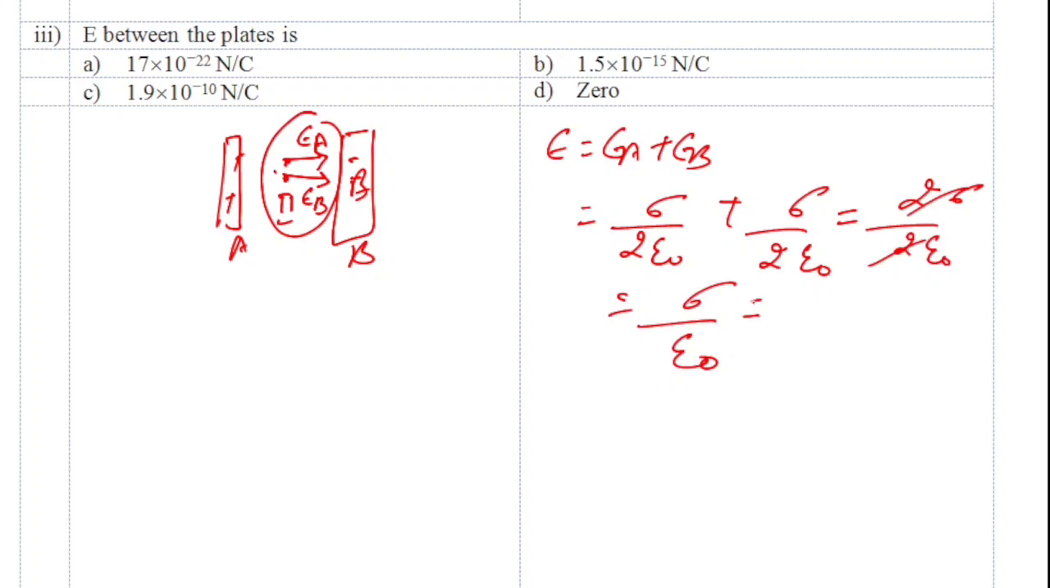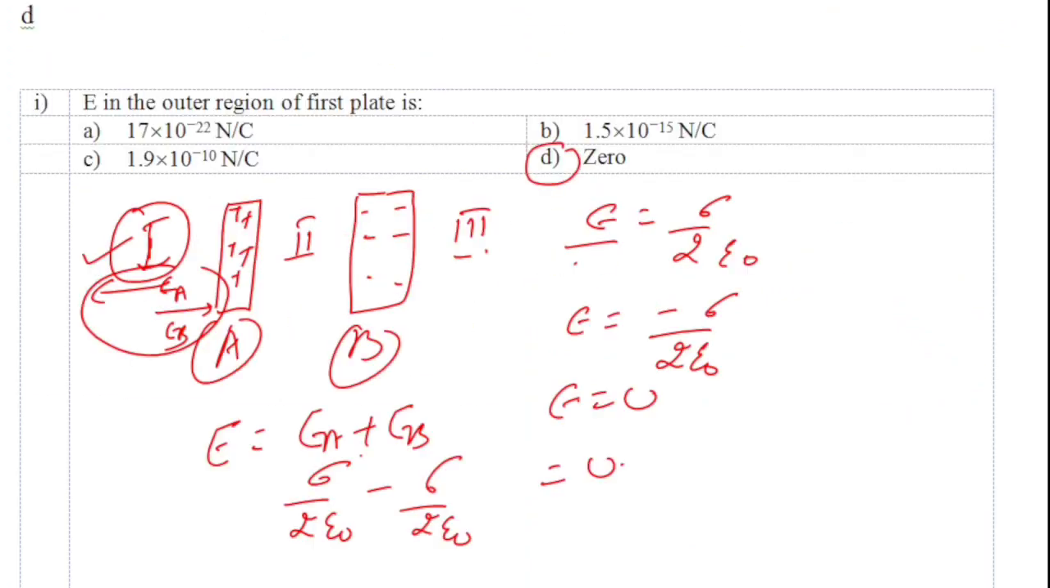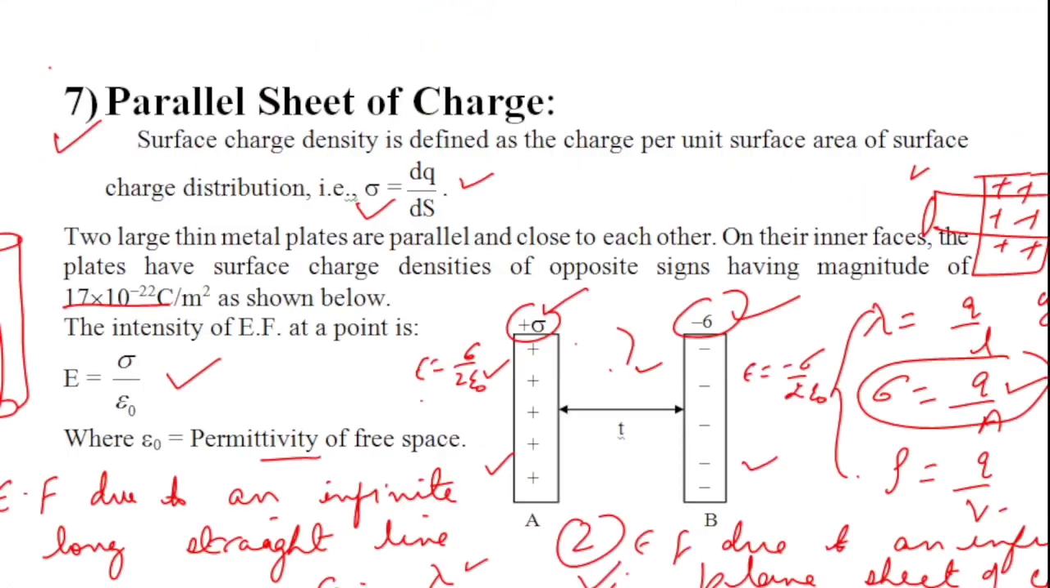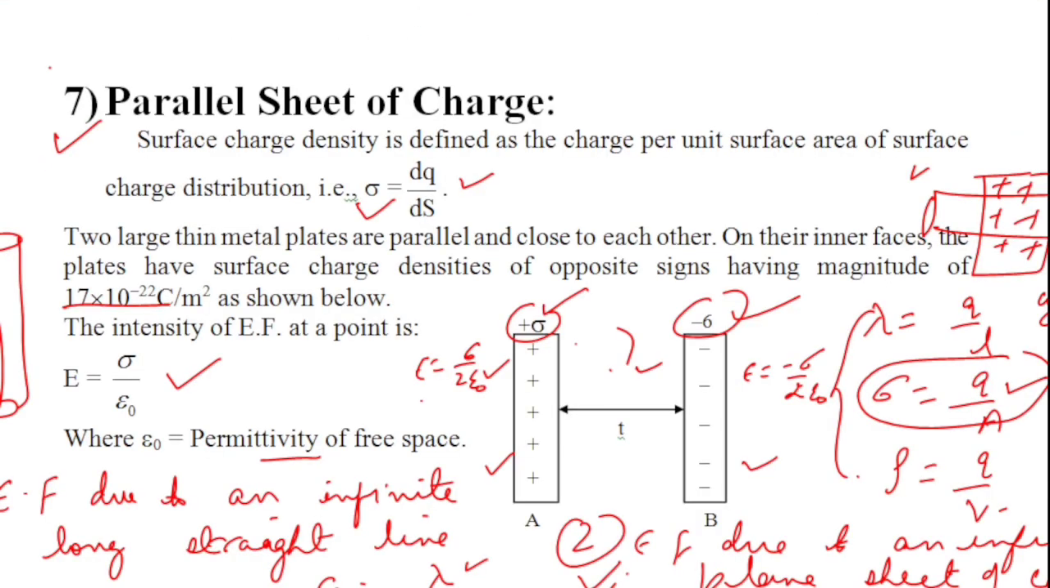Now it's given, what is the value of this sigma? Move to the paragraph. What is the value of sigma given here? Yes, it's given that the surface charge density is 17 into 10 to the power minus 22. Not 17, it's 1.7, right? Not 17. 1.7 into 10 to the power minus 22.